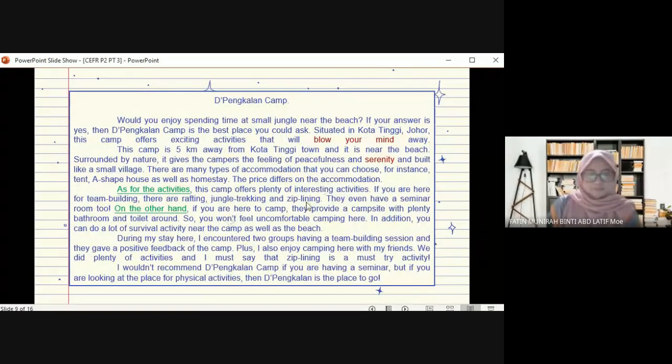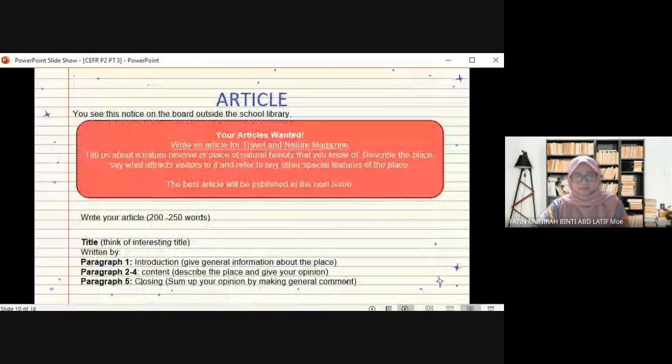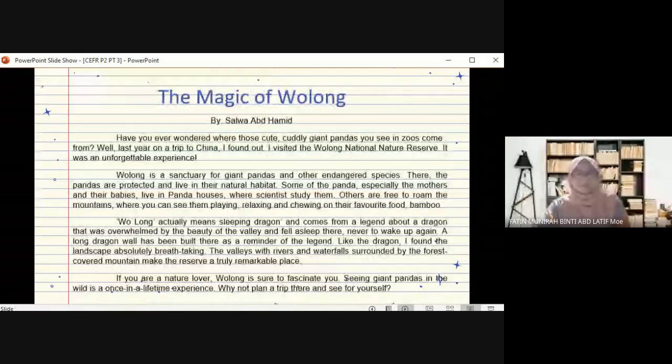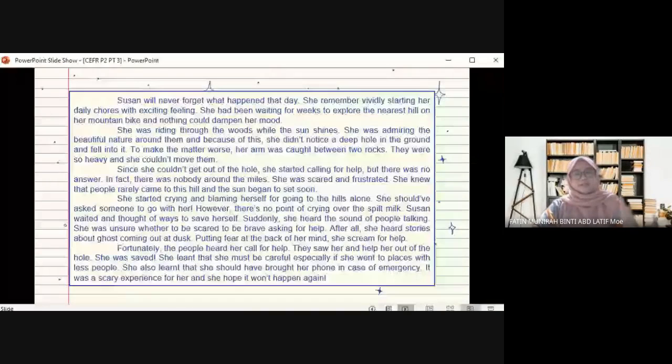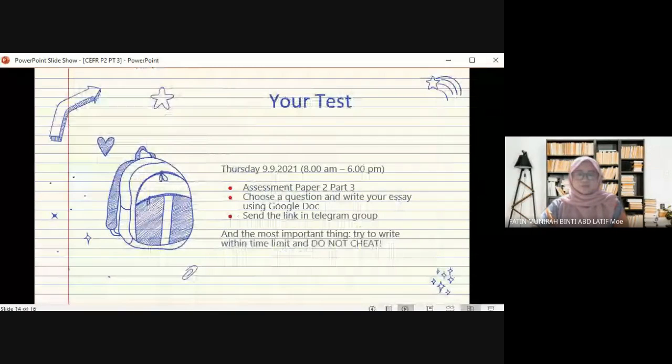Okay, thank you. So I will share the slides with you later, so you can read the example of the essay, as well as the article and narrative example that I've already written. You can read them later. As for your test, untuk test kamu nanti, you will have your test on 9 September, Thursday. Okay, hari Khamis 9 September. So you have 2 days, today and tomorrow, to prepare for your test.